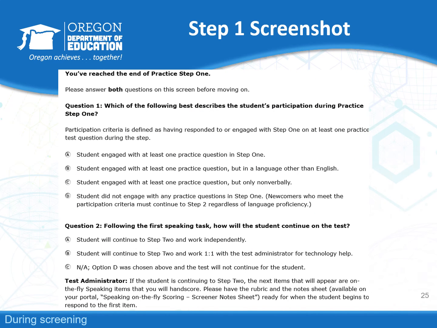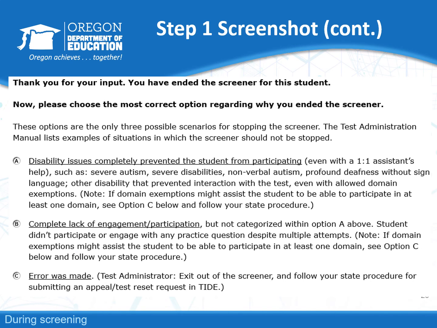This screen will appear at the end of Practice Step 1. The TA answers these questions, not the student. Unsupervised students may choose an inappropriate answer, which could lead to a testing impropriety. Should the TA indicate that the student is a non-participant, they will see a follow-up question asking them to indicate their reason for the choice. The answer choices also include appropriate next steps, as well as what to do if the option was selected in error. Once again, responding to this screen is the TA's responsibility, not the student's.